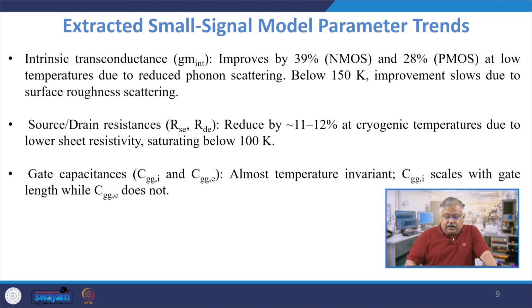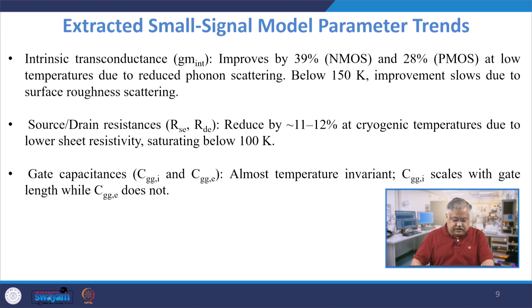Now, below 150 Kelvin, the improvement is not that much, due to the surface roughness scattering, because that will remain, right? The surface roughness scattering starts to show its effect below 150 Kelvin. Source drain resistance, which is RGSC and RDE, is reduced by about 11 to 12% at cryogenic temperature. This is primarily because of lower sheet resistivity saturating below 100 Kelvin. Below 100 Kelvin, the sheet resistance remains almost saturated, independent of the temperature, and that's the reason RGSC and RDE fall by approximately 11 to 12%.